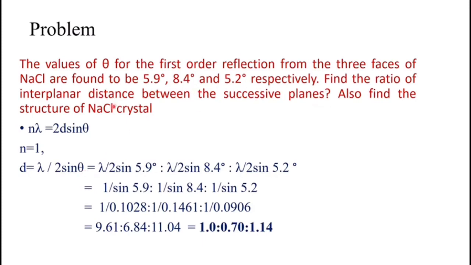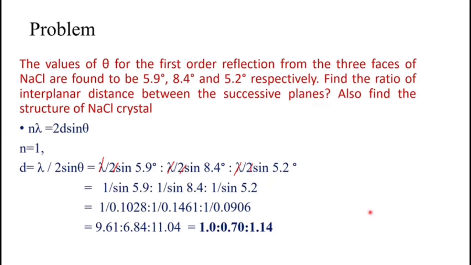So the ratio for 3 planes can be written as lambda over 2 sin 5.9 is to lambda over 2 sin 8.4 is to lambda over 2 sin 5.2. So this one can be calculated using the calculator. Lambda is same in all, so lambda will be cancelled. Then 2 also is same in all, so 2 also will be cancelled.